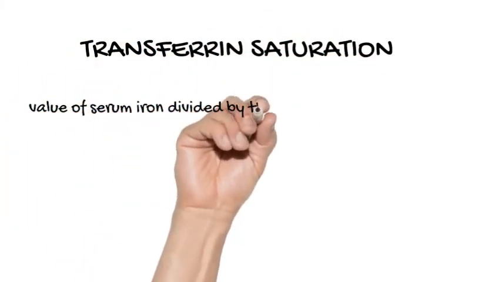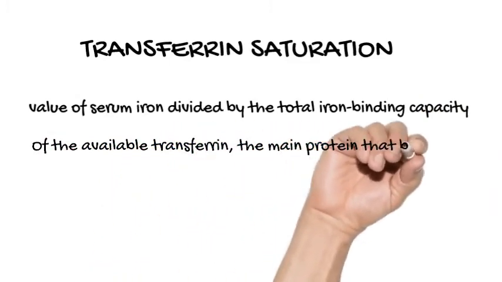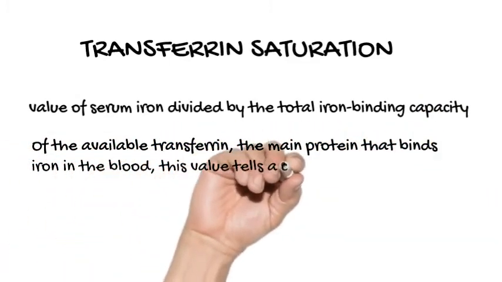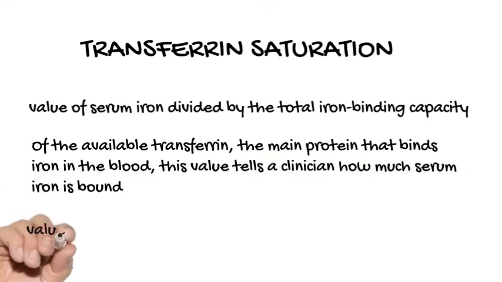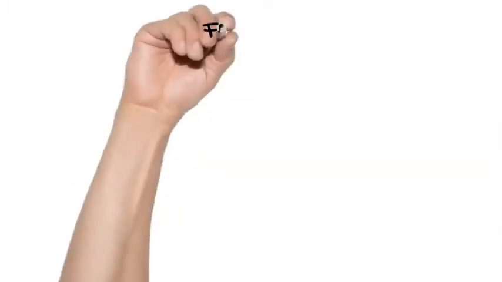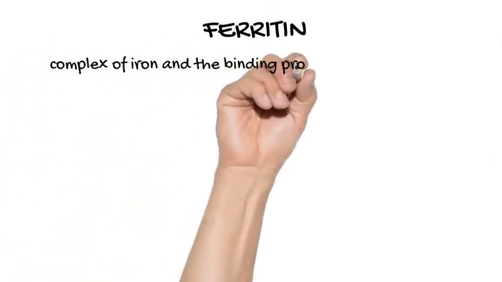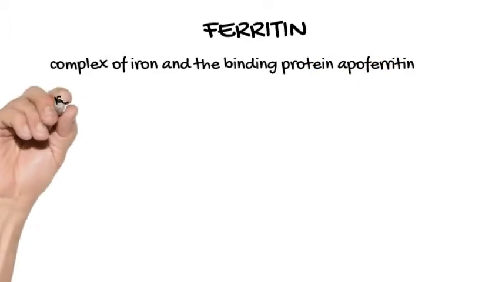This measure is usually increased in iron deficiency, decreased in anemia of chronic disease, and normal in the less severe thalassemias. Transferrin saturation is the value of serum iron divided by the total iron binding capacity. Of the available transferrin, the main protein that binds iron in the blood, this value tells a clinician how much serum iron is bound. A value less than 16% is often indicative of iron deficiency anemia.